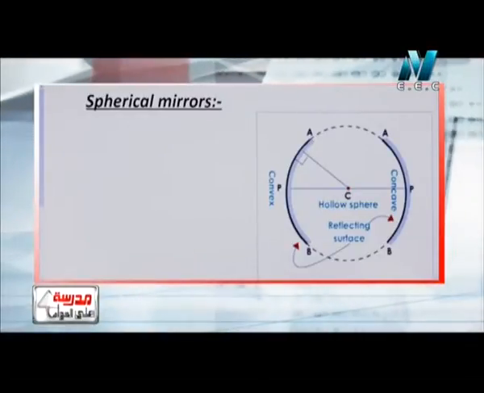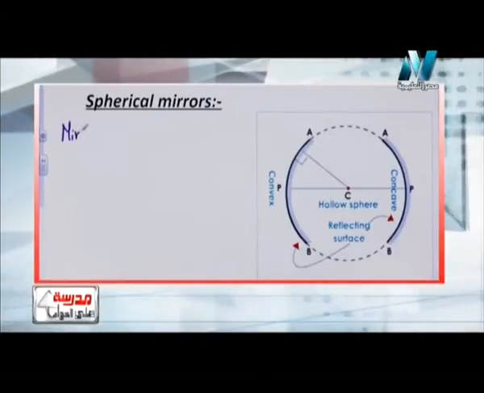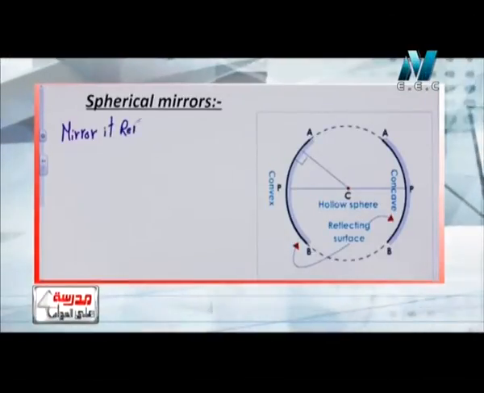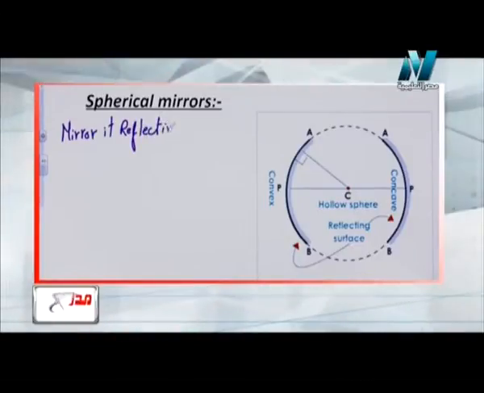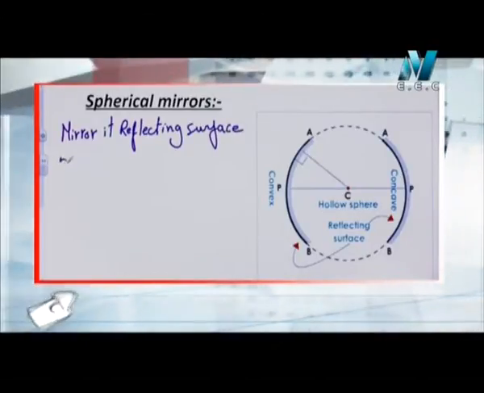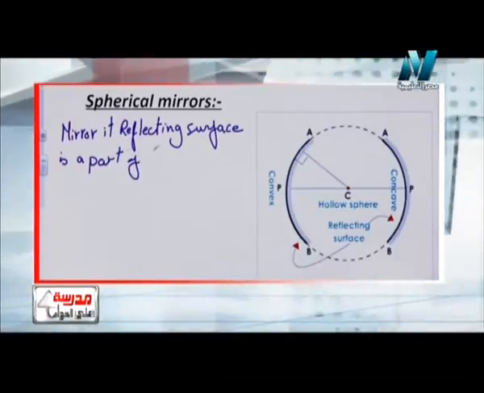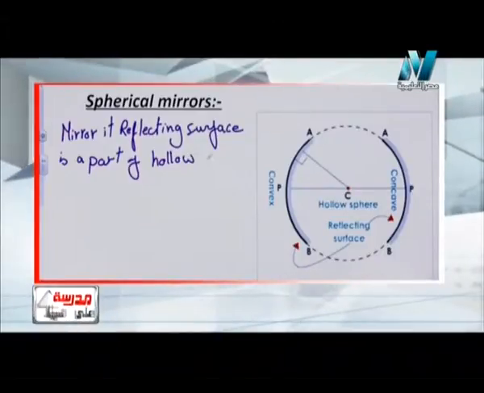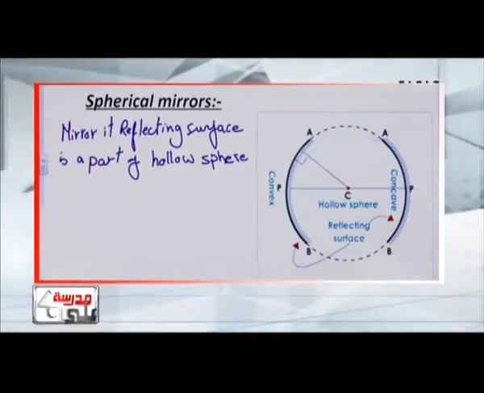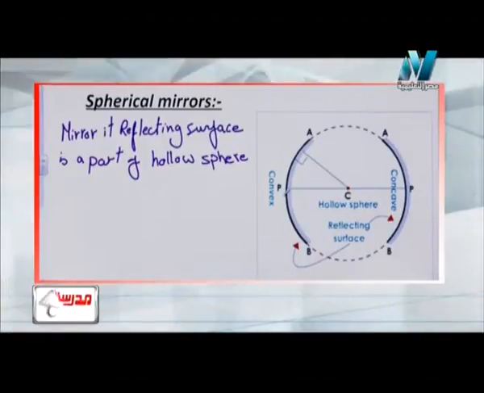As we know now, we have the spherical mirror, whose reflecting surface is a part of a hollow sphere. We have here a hollow sphere, as we see in this figure. Hollow sphere means a sphere that is empty from the inside.